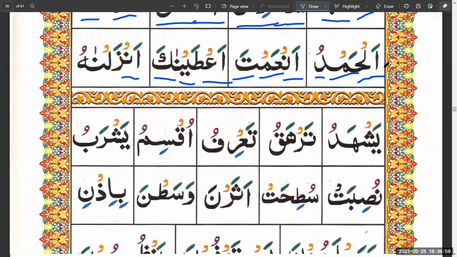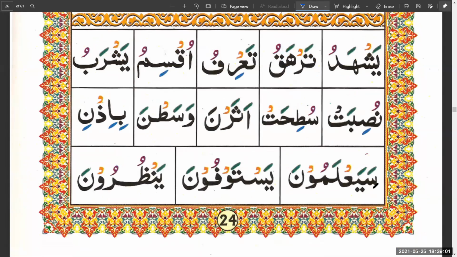Okay. For the last 3 lines on this page, I want you guys to pause the video, practice reading, and then unpause the video when you're ready to hear the answers.